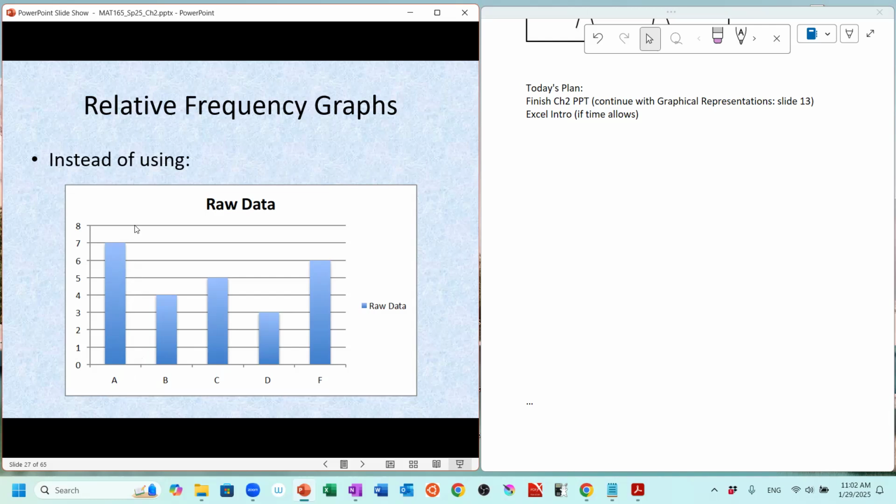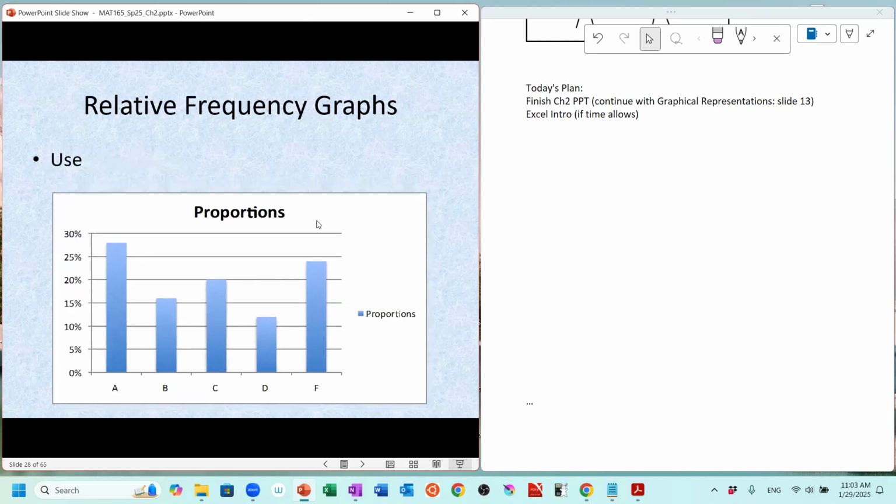Now, if I'm reporting raw data, the city with the really big sample size is going to have a really tall bar. In every one of these, it's going to dwarf the city with the smallest sample size simply because it's the largest sample size. I don't really get a lot of information about what's going on from that graph.